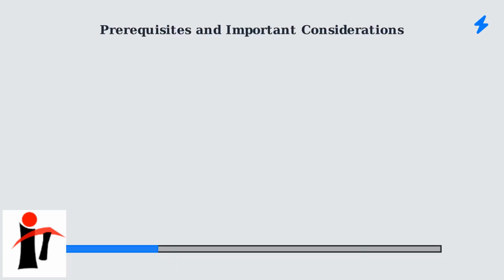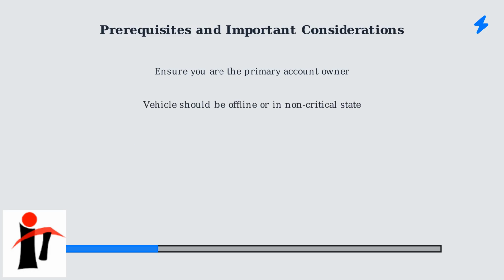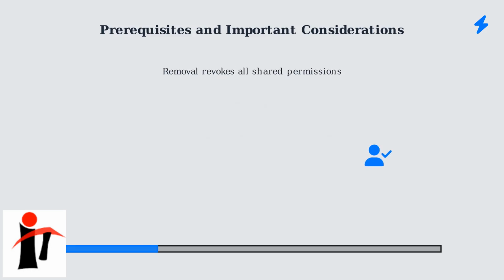Before you start removing your vehicle from the Tesla app, there are several important prerequisites and considerations you should be aware of. First, ensure you are the primary account owner of the vehicle. Only the primary owner can remove a vehicle from their account. The vehicle should be offline or in a non-critical state to avoid any interruptions during the removal process. Back up any important data like trip history from the app before proceeding, as removal will disconnect your access. Removing the vehicle will revoke all shared permissions automatically, preventing any lingering access for other users.